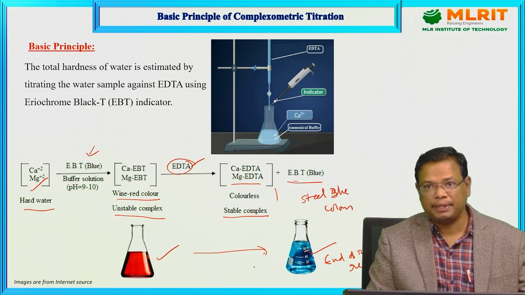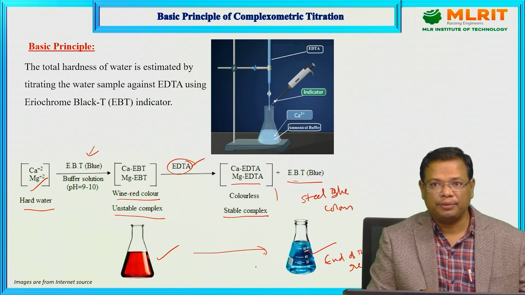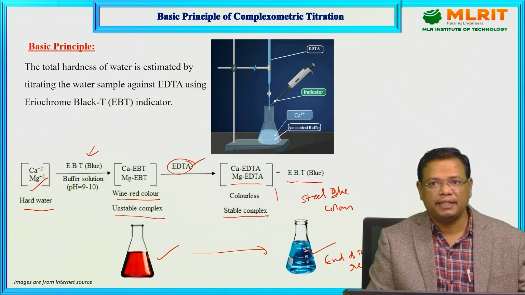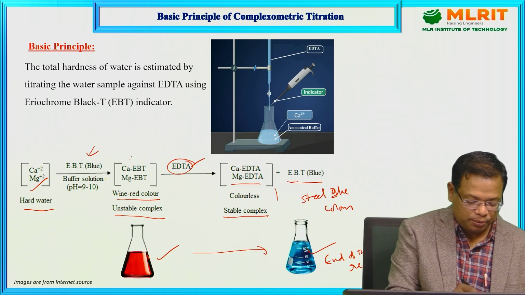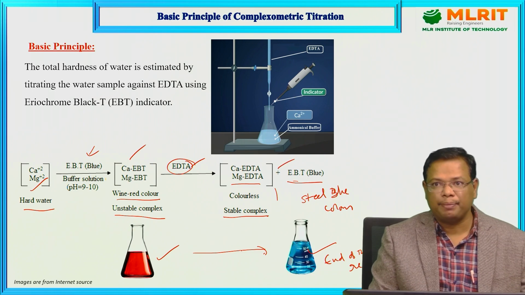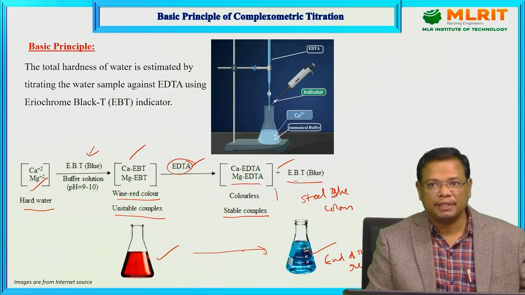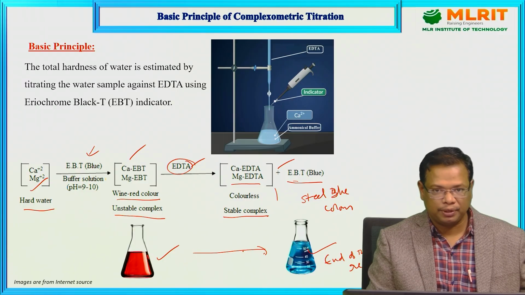This is the basic principle we have to follow in the estimation of the hardness of water by EDTA. Since two complexes are formed, this is a complexometric titration. This is the meaning of complexometric titration, because of these two complexes.